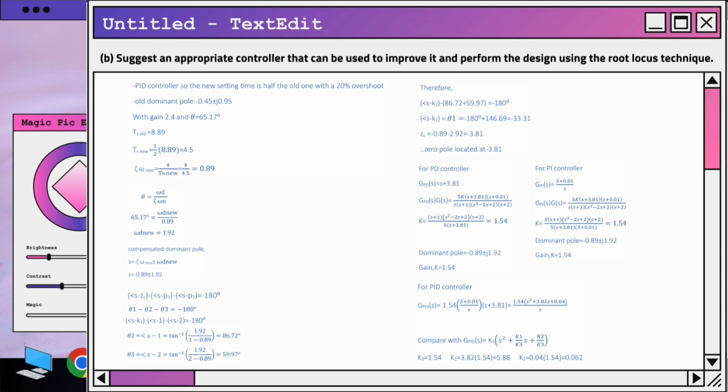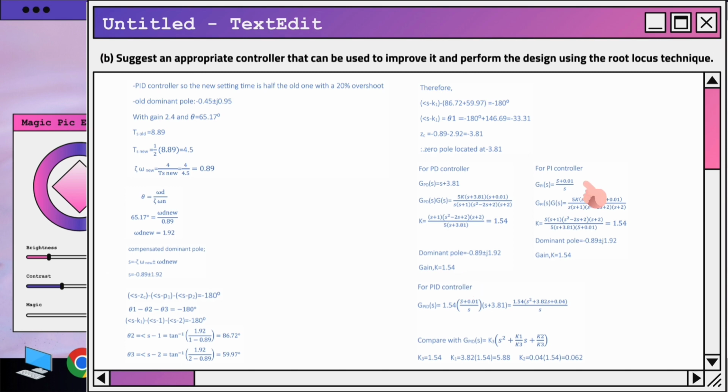After that, we will find the Zc to know where the zero is located, in this case, it is located at negative 3.81. Next, for the PD controller, we will get the G(s) to be s plus 3.81 and implement it to G_p(s) as G(s), which we will get the value of gain K using the dominant pole negative 0.89 plus minus j1.92. The value of K is 1.54.